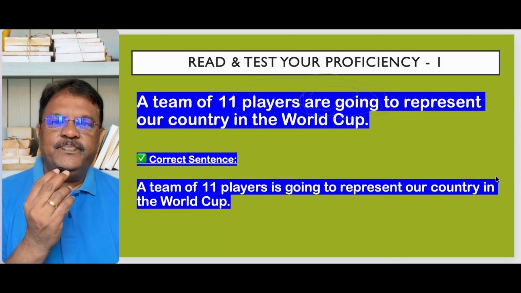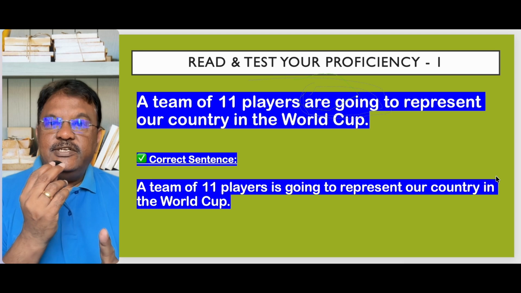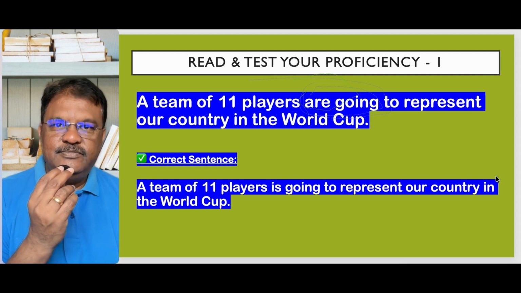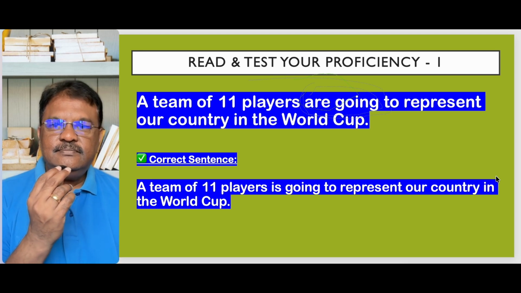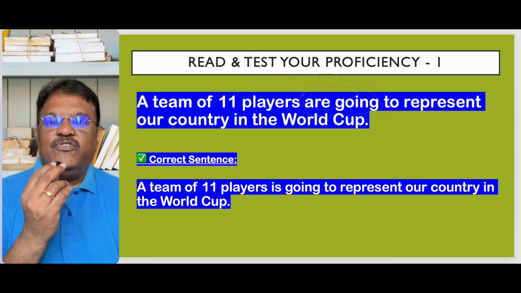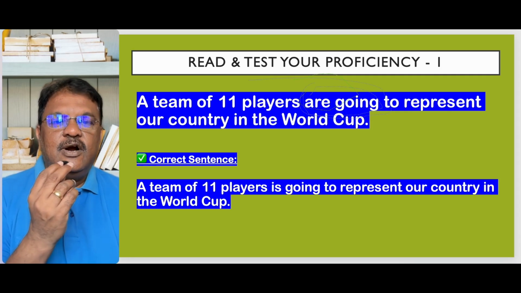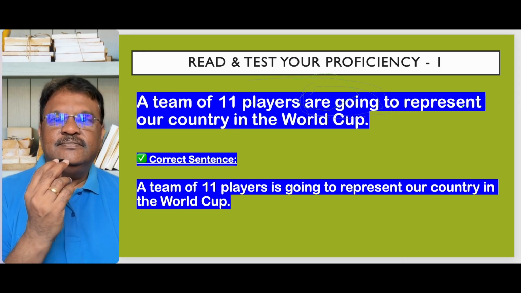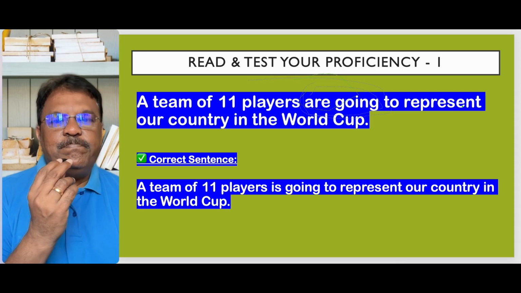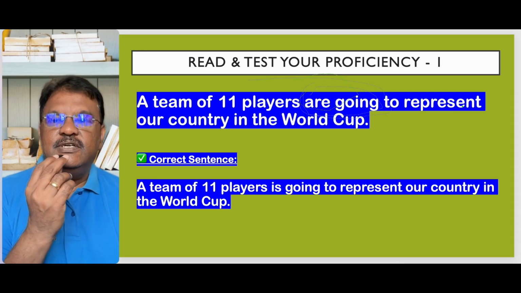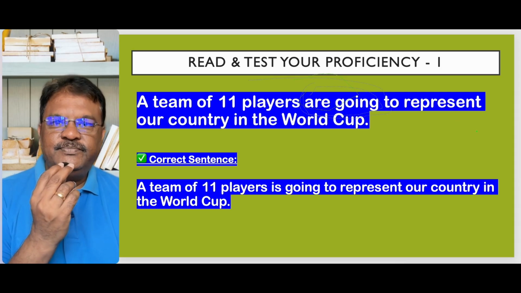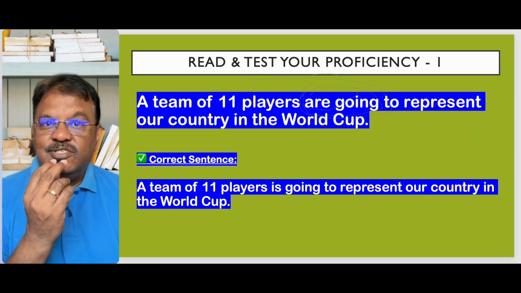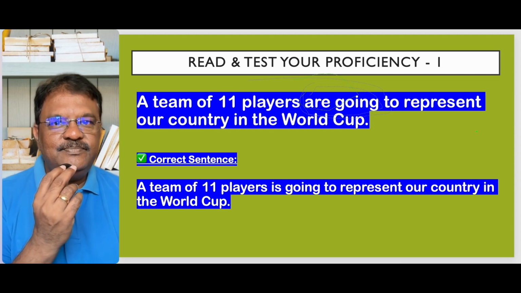Look at this sentence. Read this sentence and test your proficiency. Sentence number 1. A team of 11 players are going to represent our country in the World Cup. Have you read this sentence? Did you notice the verb and the subject?